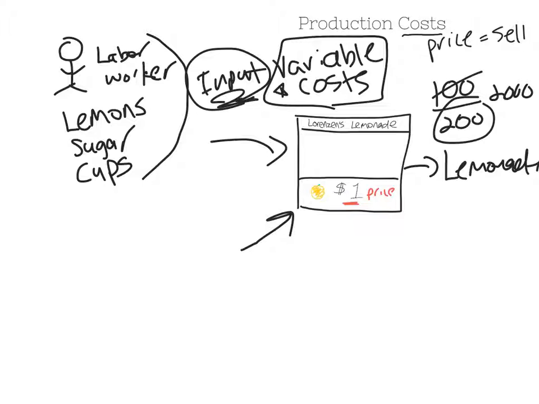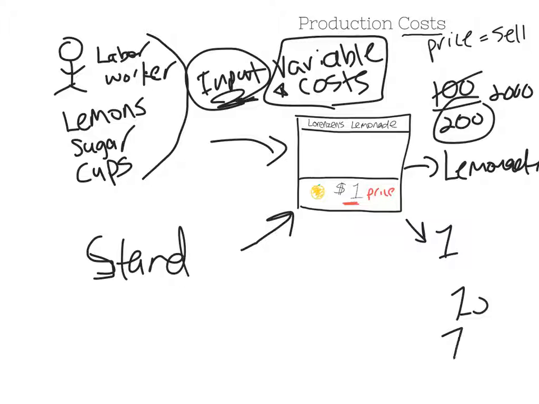I need to have my stand. So this doesn't matter. I could produce 1 cup. Right? So I could produce just 1 cup, or I could produce 10 cups, or I could produce 100 cups, and no matter what, I still just have my stand.